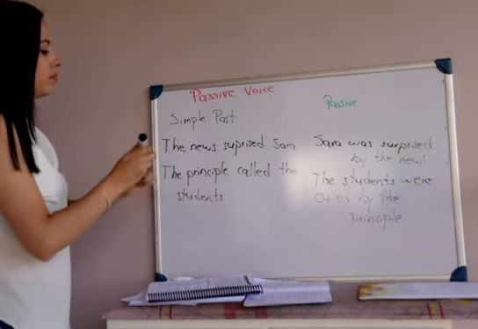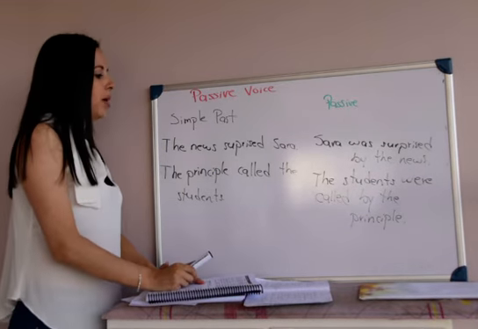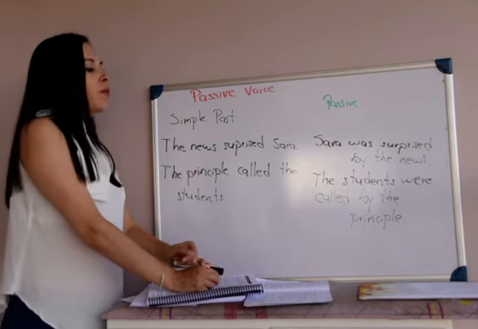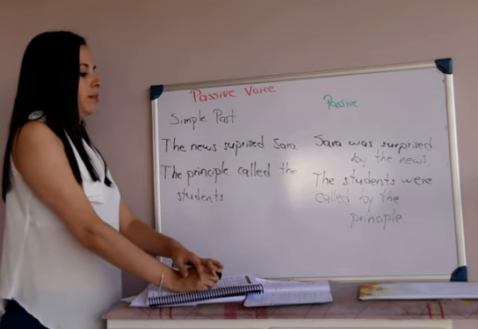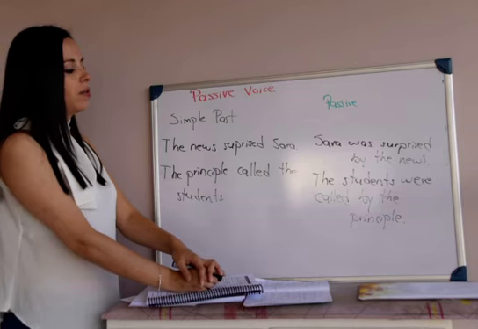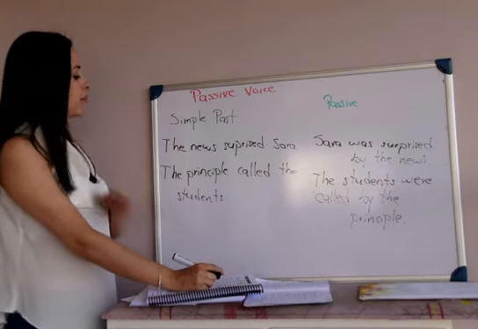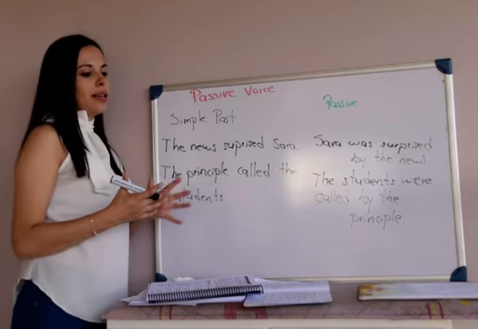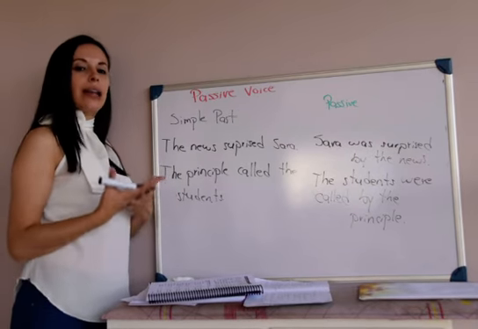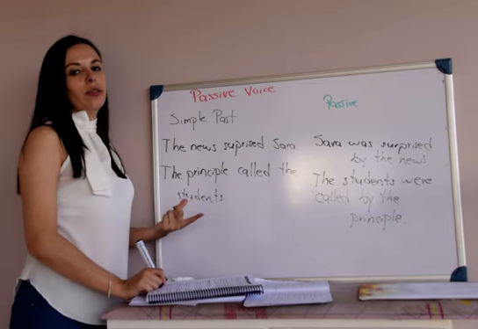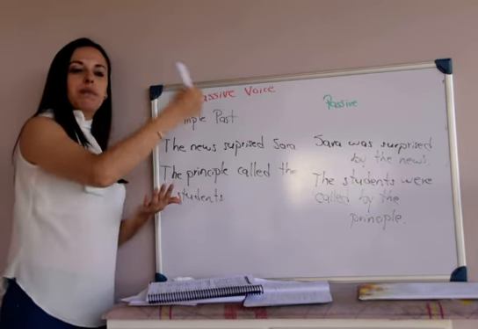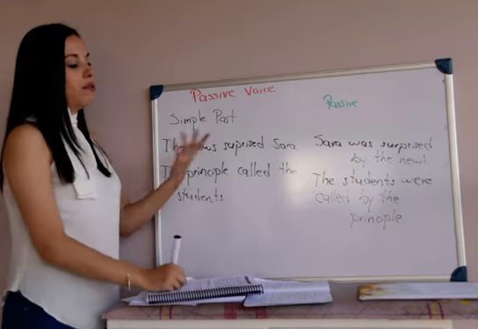So we have exactly the same structure. We have a subject, the students, the past of the verb to be, were, because it's plural, called as the past participle of the verb, and the complement by the principal. As you can see, the passive voice sentences express exactly the same idea as the active voice, but we emphasize different parts of the idea.